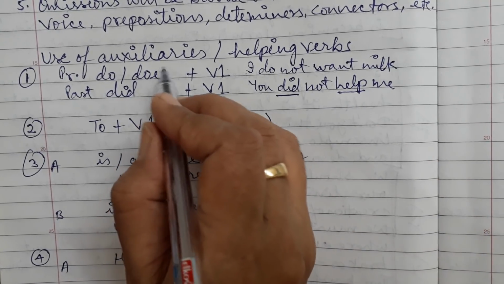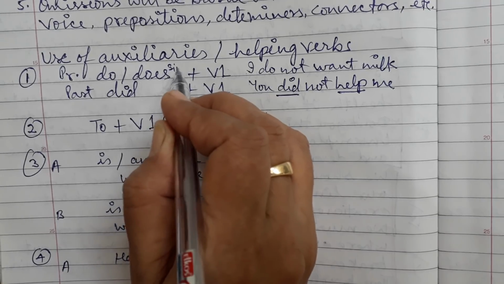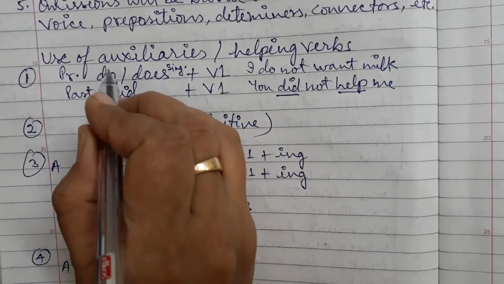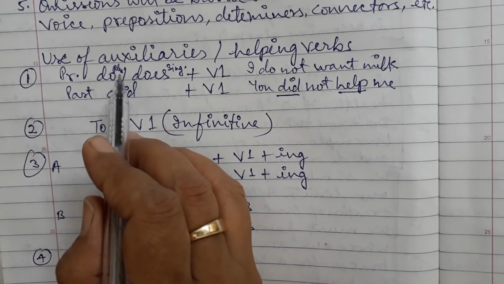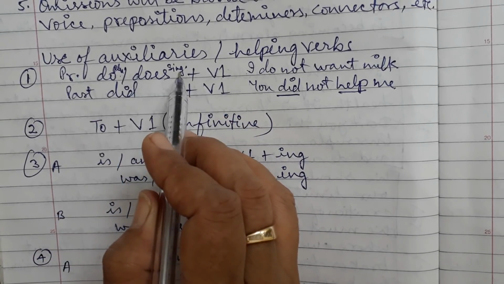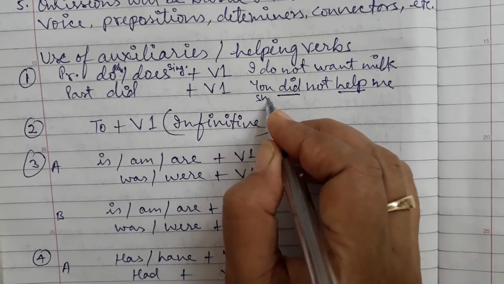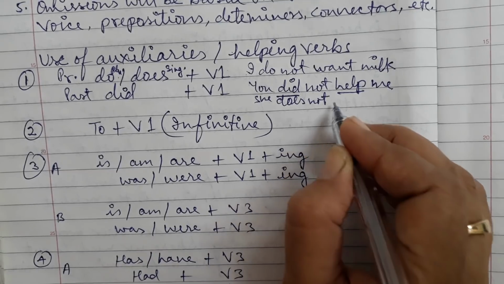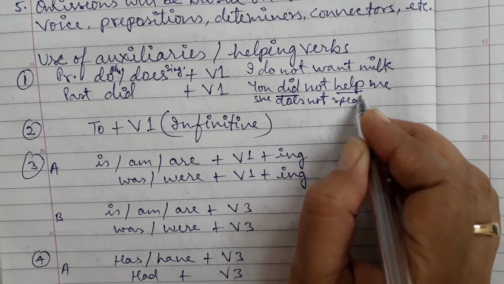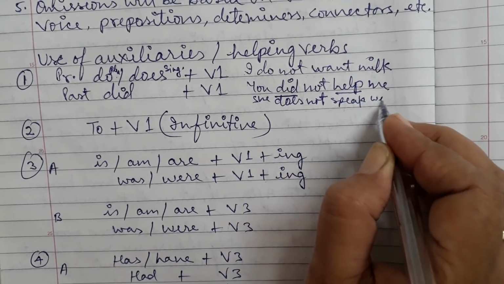In the same way, does is used with a singular subject. Does is a singular verb. Do is a plural verb. Do is used with plural and does is used with singular. For example, she does not speak well.